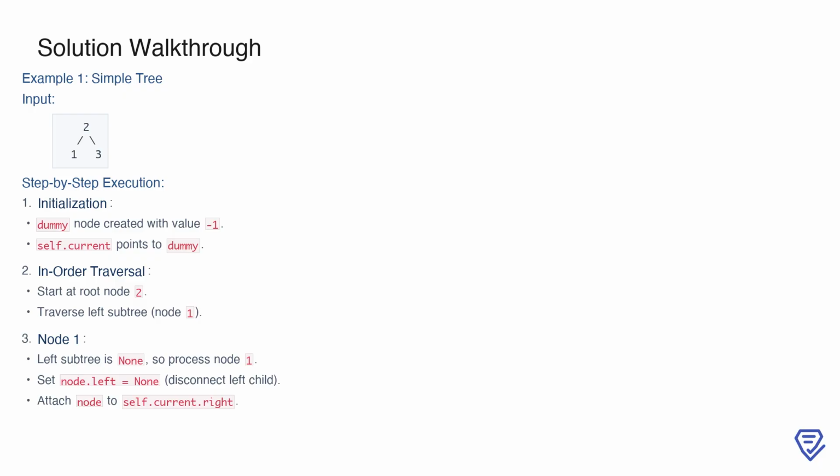Next, we perform an in-order traversal, which means we process nodes in the order of their left subtree, the node itself, and then the right subtree. Starting at the root node 2, we first traverse into its left subtree, which leads us to node 1. At node 1, since it has no left subtree, we process it by disconnecting its left child, setting node.left to none. Then, we attach node 1 to the right of self.current, which is currently pointing to the dummy node. This step begins to construct our increasing order tree.